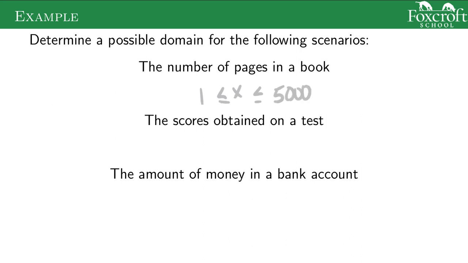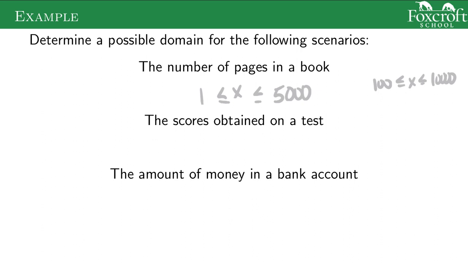All right, that would make sense for a domain. I'm not sure how long the longest book is. But 1 page being the minimum for a book, 5,000 being the maximum for a book makes sense. But you could also put like, maybe you don't consider it a book unless it has 100 pages. And maybe there's a book that's 10,000 pages. So as long as you can kind of reason for why that's your domain, that makes sense.